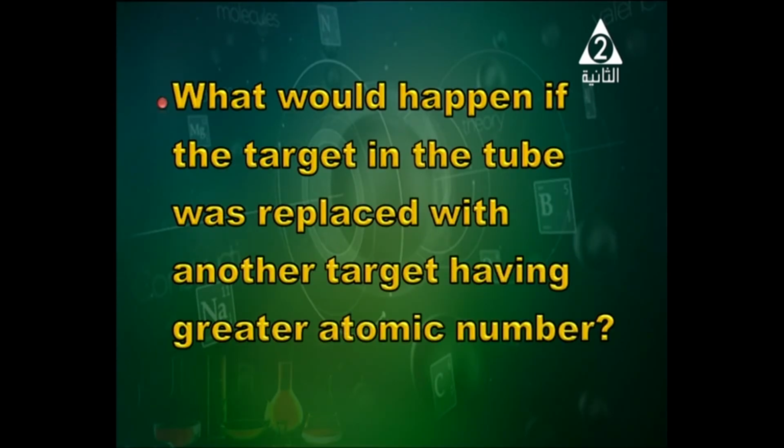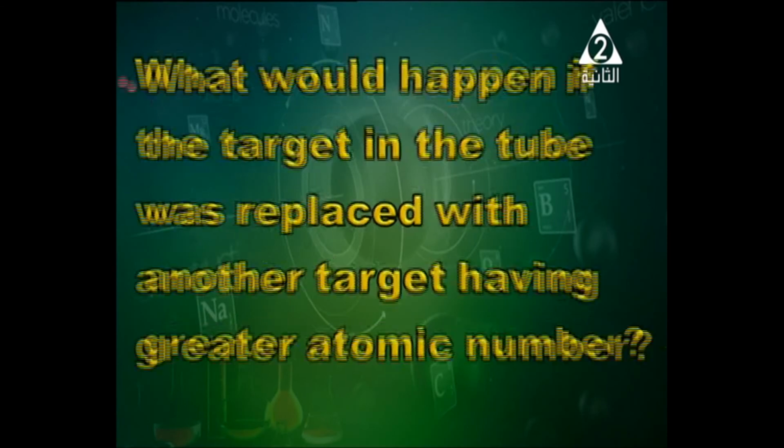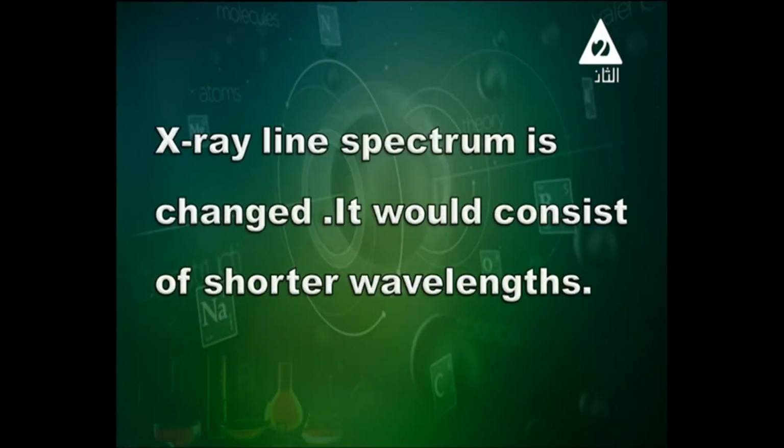What would happen if the target, and this is a very important item, if the target in the tube was replaced with another target having greater atomic number? This will affect the line spectrum of X-rays. When replacing the target, line spectrum will be changed. And now we are replacing it with another one having greater atomic number. So X-ray line spectrum is changed. It would consist of shorter wavelengths.